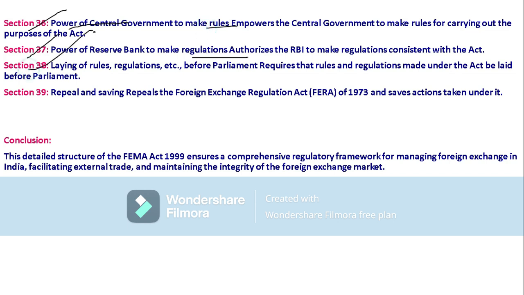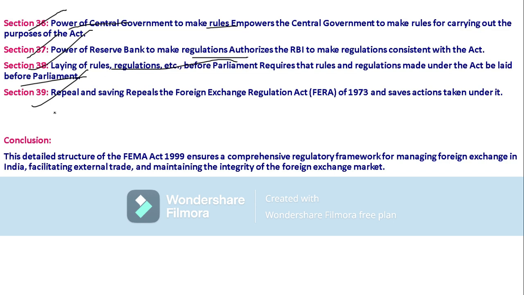And section 38, laying rules and regulations before Parliament, requires that rules and regulations under the Act be laid before Parliament. Even though the rules and regulations are made by the central government, which has the fullest powers, they should be laid before both houses of Parliament, and only then can execution be made possible.